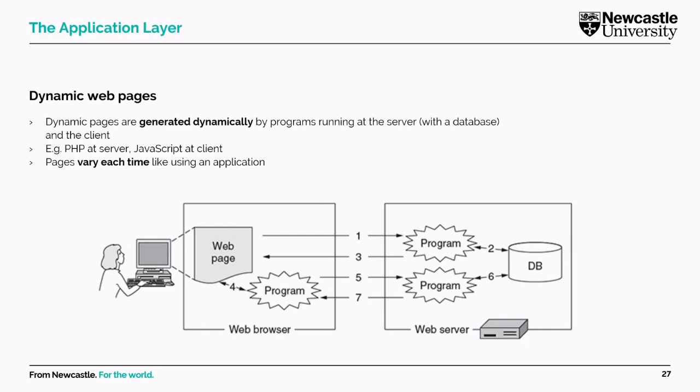So the second type of web pages are dynamic web pages. These are generated on demand by programs running at the server. I guess there are two different approaches to generating dynamic web pages. They can be generated at the server side or at the client side.